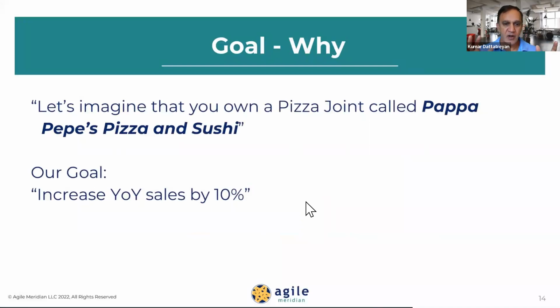Just imagine that we're all in the pizza business and we've opened a store and we've called it Papa Pepe's Pizza and Sushi. We want to increase our year-over-year sales by 10%. That's our goal. The 5 of us are part of a product group, and we're going to brainstorm a few things, like who are our actors? What are the impacts? How are we going to get them to buy more pizza or sushi?